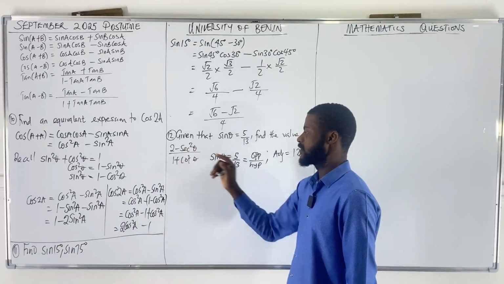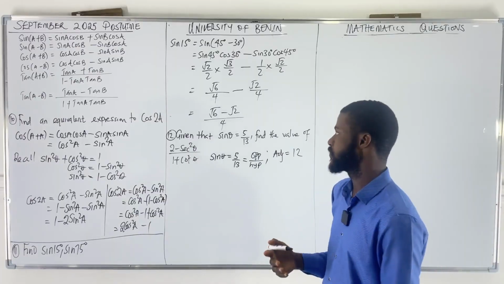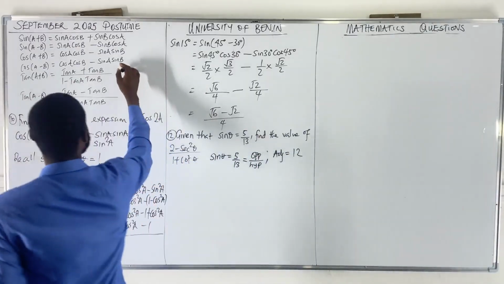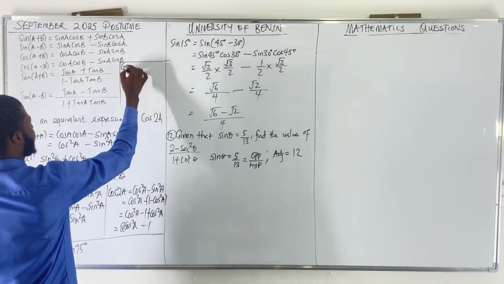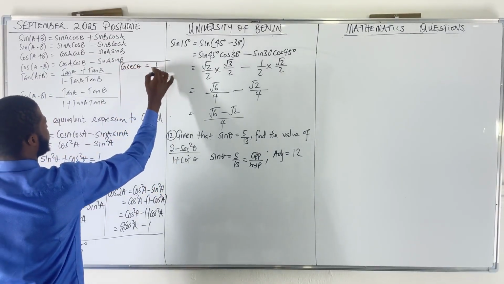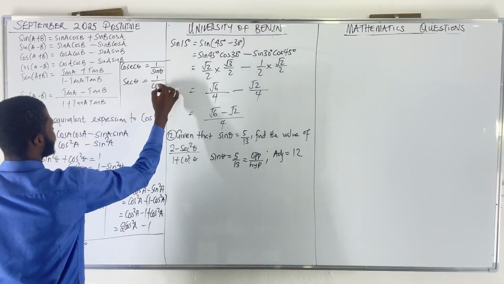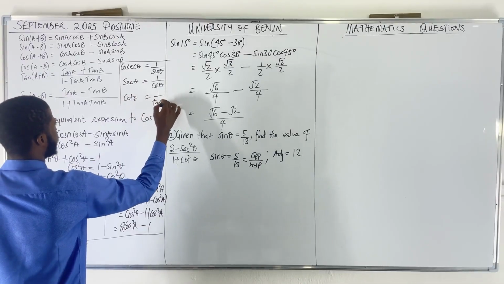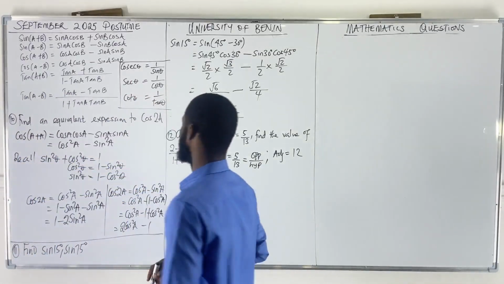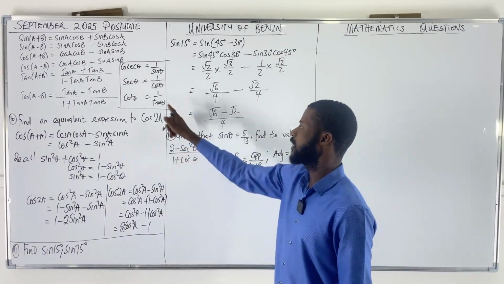Now this sec square theta, first of all, we have what we call the inverse trig ratios. So the first one is cosec. Cosec theta is 1 over sine theta. Sec theta is 1 over cos theta. Then cot theta is 1 over tan theta. So they are inverses. So right now, this sec we have here is 1 over cos.